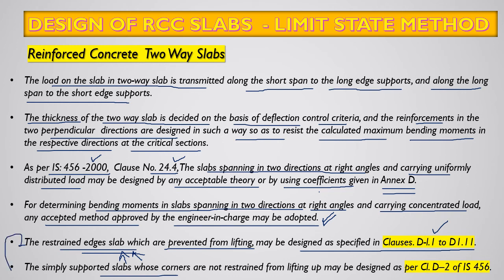And in case of a simply supported slab, now here you can understand what is the difference between these 2 points. In case of simply supported slab, whose corners are not restrained, so they are not fixed at the supports, they can be lifted up when a load is applied. So when you are talking about the simply supported type of slab, then for the design purpose you can refer clause D2 of IS 456, that means whatever the guideline given in clause D2 of IS 456 2000 version.